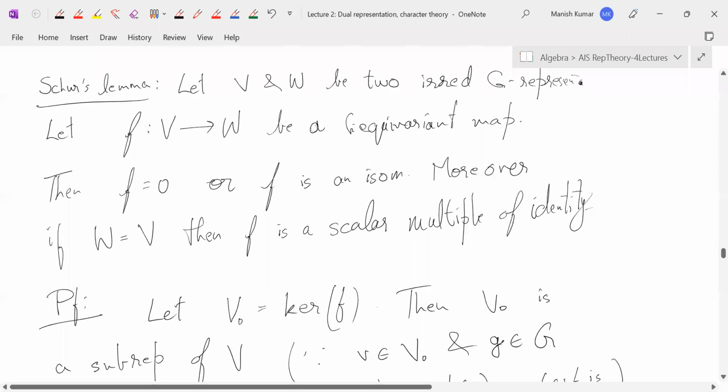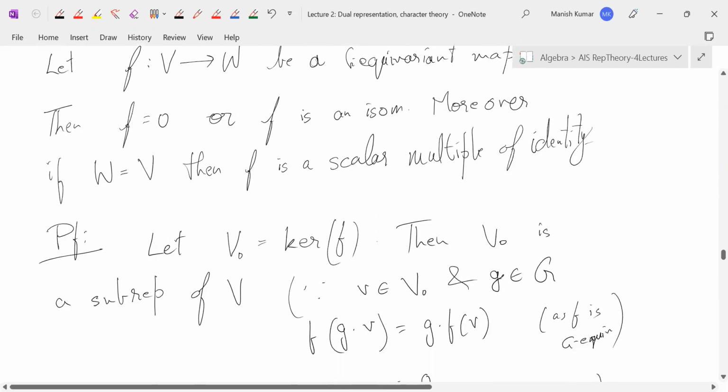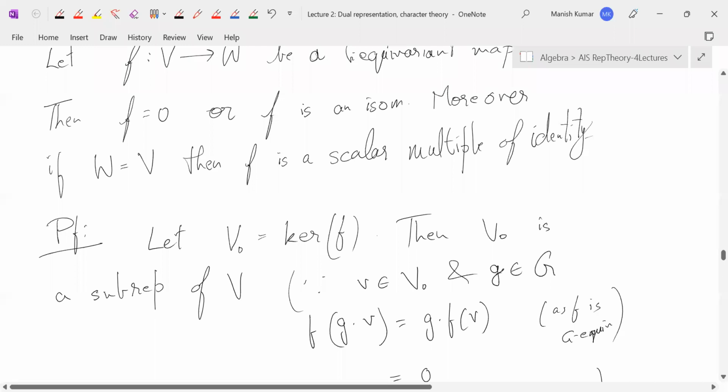So let's say F is a G equivariant map. Let's declare V0 to be the kernel of F. So the first observation is that V0 is a sub-representation of V. See, the point is V is a G representation. So as soon as you have a G equivariant map, the kernel, the co-kernel and the image, everything is a G representation.